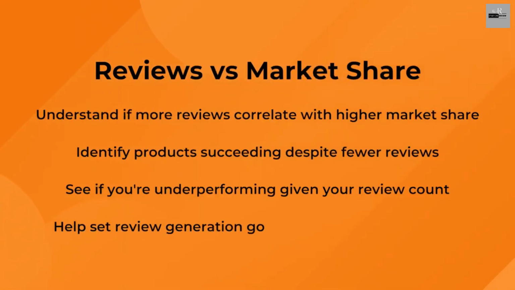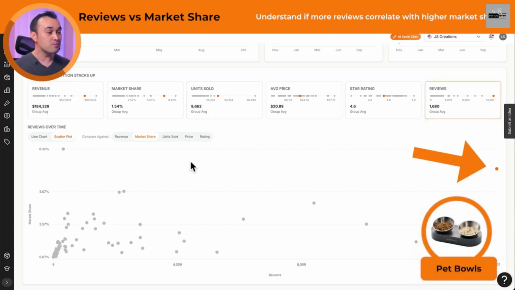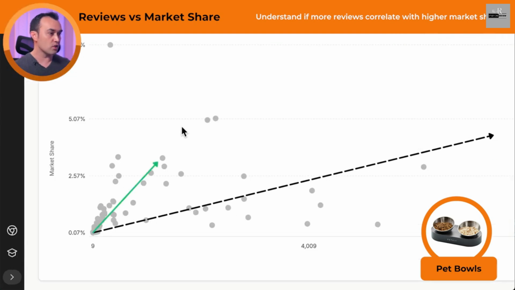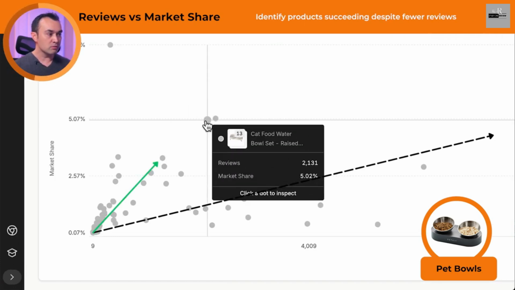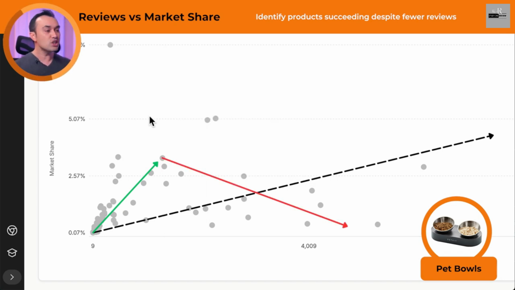Next, let's check out reviews versus market share. First, we want to understand if more reviews correlates to higher market share. Here's a pet bowls segment where our pin product leads in both market share and reviews. And then along this diagonal, we also see a few other products which might suggest that more reviews often means more market share. However, there seems to be a stronger trend in this cluster of products over here that are achieving high market share with fewer reviews, hinting that after around 2,000 reviews, or maybe after 1,300 if we exclude these two, that having additional reviews may not drive more market share. It seems to plateau or even trend down after this point.